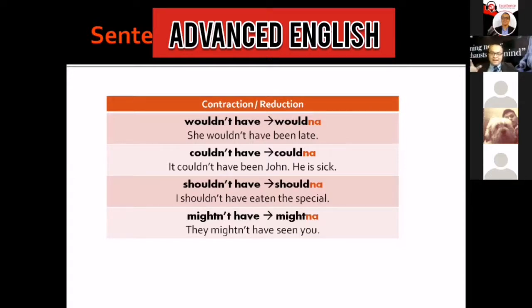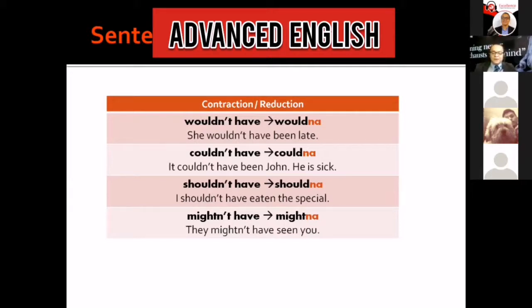So that "na" sound is going to reduce the not and the have all together. Would not. So that little "na" is going to reduce the not and the have. So you don't need to say would not, right? She wouldn't have been late. She wouldn't have been late. You know what I'm saying?